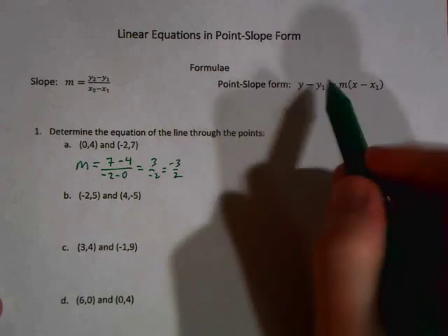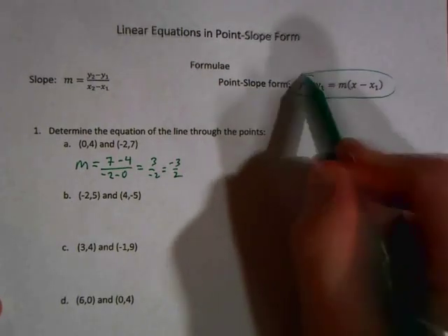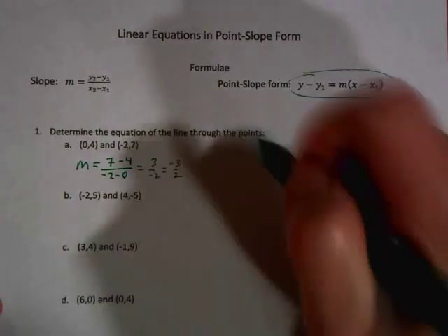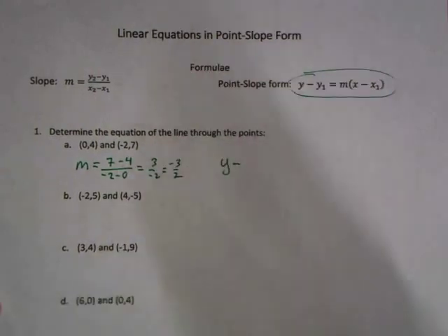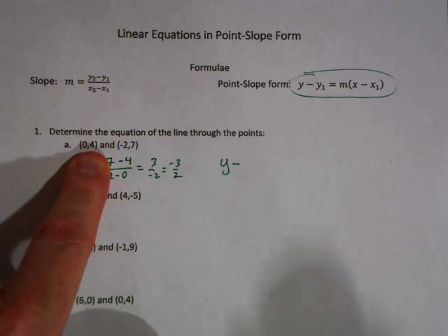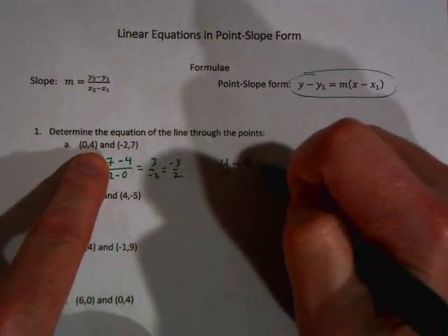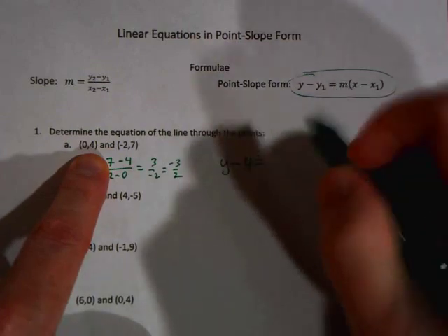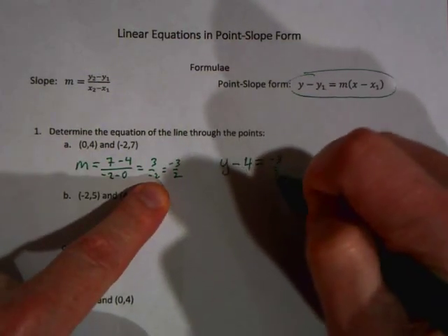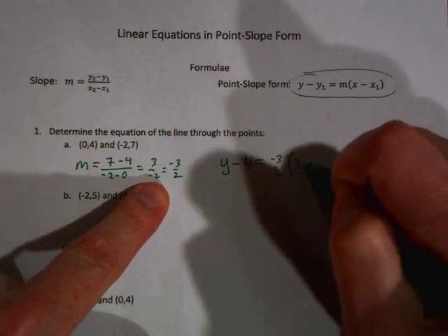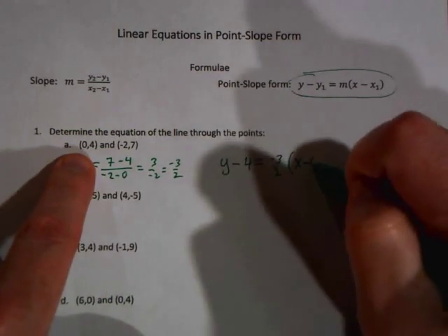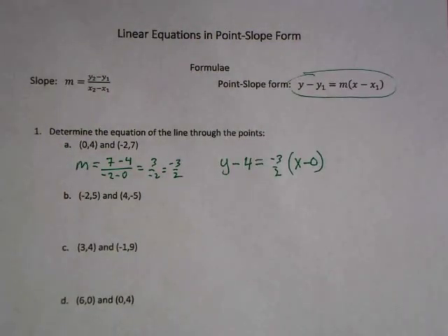Then we're going to go ahead and use this formula. So this formula says take y minus one of the y numbers. It doesn't make a difference which one. Usually we use the first one, so I'll use 4, equals m. M is negative 3 halves times x minus the x number, which is 0. And that's it. There's our answer.